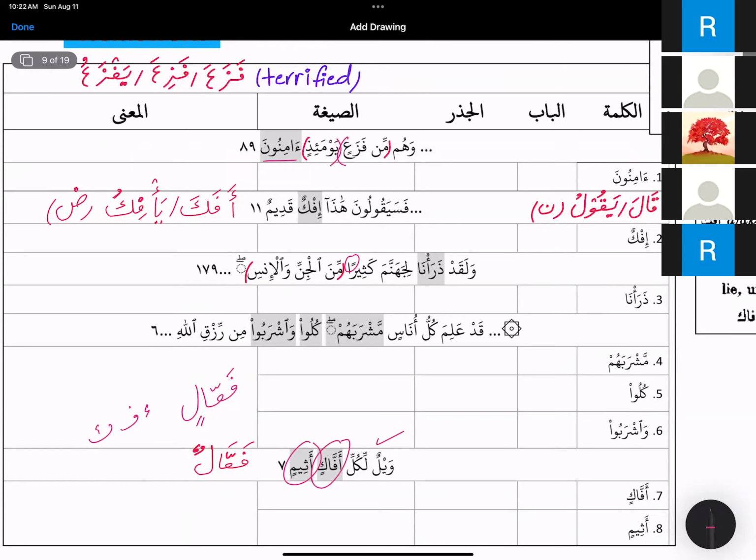Okay, wailun is mubtada over here. Wail likulli, for every. So kulli, and then afakin is basically mudaf ilayhi of kulli. So this is mudaf ilayhi likulli afakin athimin, and this is mudaf ilayhi number 2 basically. So for every afak, the one who fabricates and the one who indulges in sins, wail is for them.